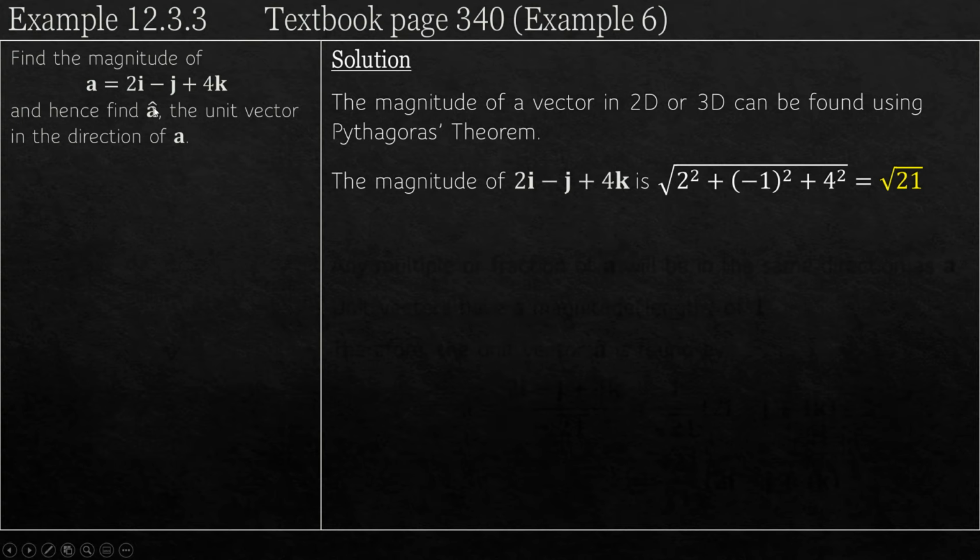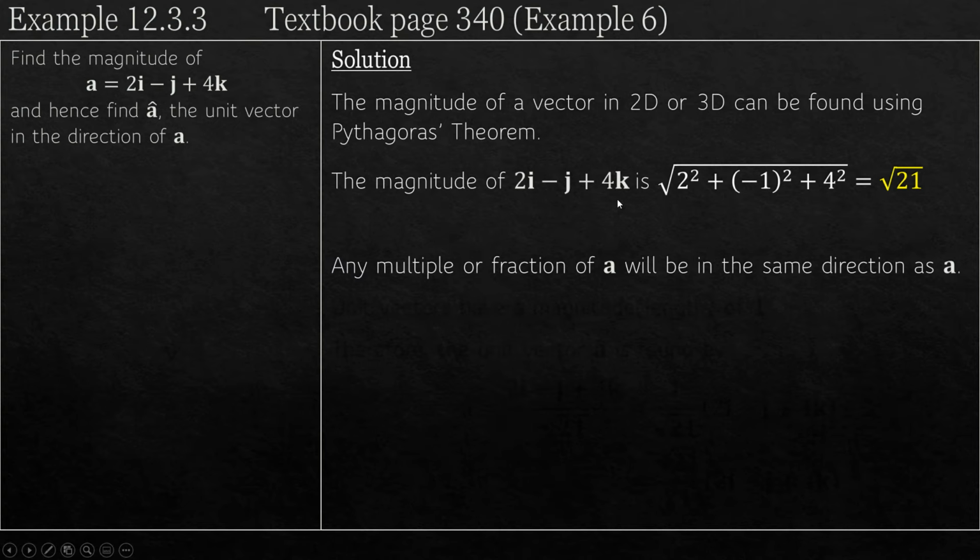So hence find a hat, the unit vector, in the same direction as a. Well, any multiple of a will be in the same direction as a. Any multiple or any fraction of a will be in the same direction. And a unit vector, as the name tells you, has a length of 1. That's what a unit is telling us. So we need a vector in the same direction as a, but with a length of 1.